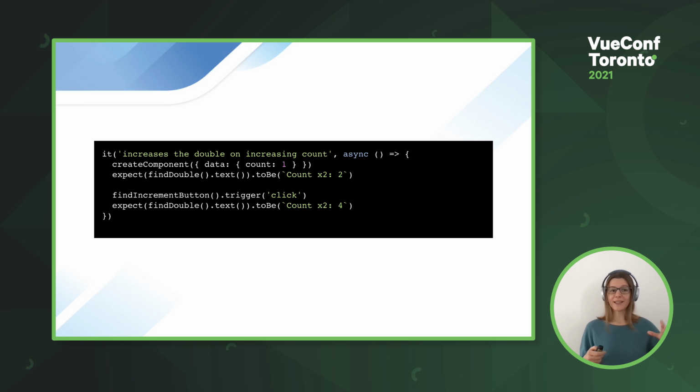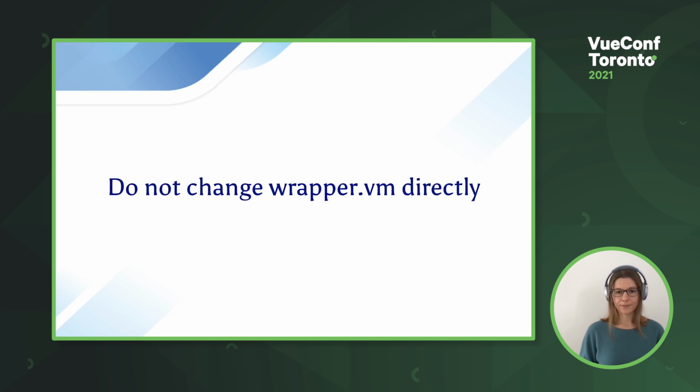If you're going to test, either use separate test cases like we did in our it.each. So create a component with separate initial data with count 1, count 2, count 100, and check the output. Or if you're absolutely adamant about checking the double after incrementing the count, click on the button. Follow the user behavior. Do what the user does. If the user clicks on the button, you click on the button as well. Do not change wrapper.vm directly. A rule of thumb again.